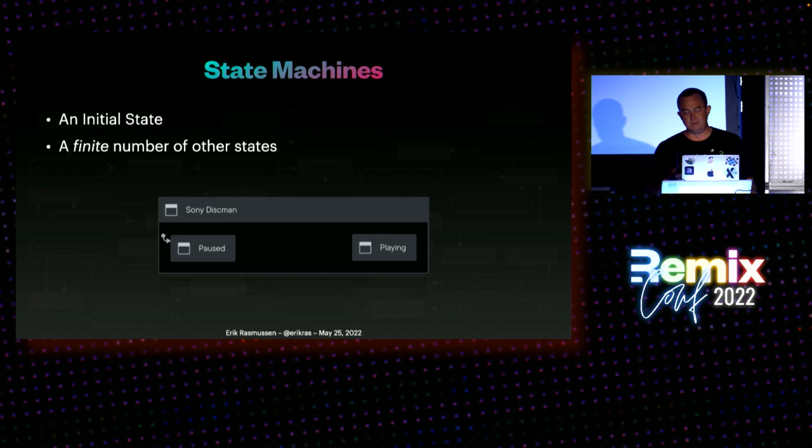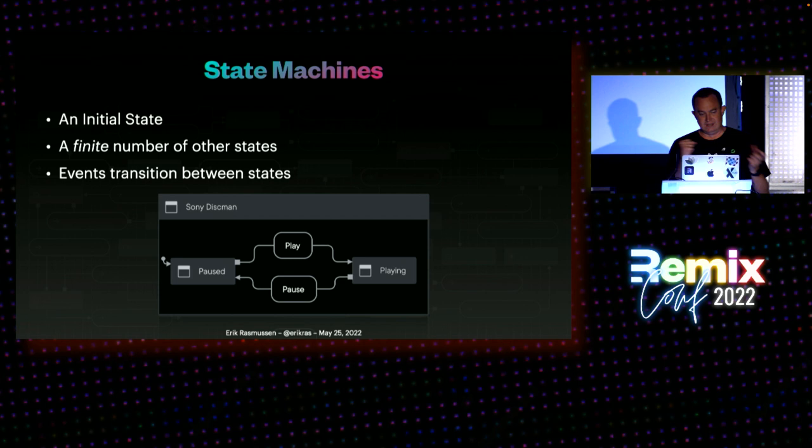Before we get too far, let's talk about what state machines are. A state machine defines an initial state and then some finite number of other states. That's why sometimes they're called finite state machines. And then events to transition between the states. There are other things like firing off side effects here and there, but this is the basic concept.